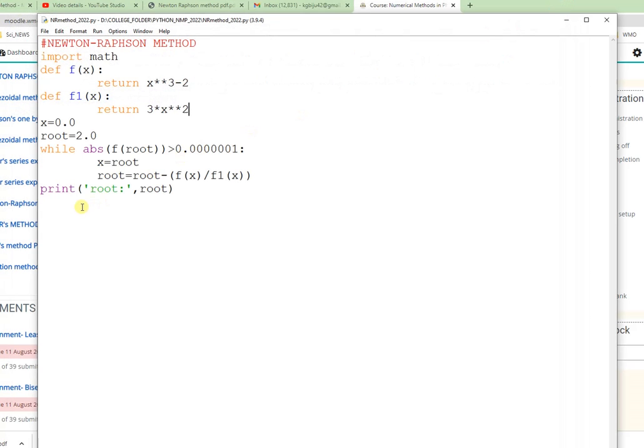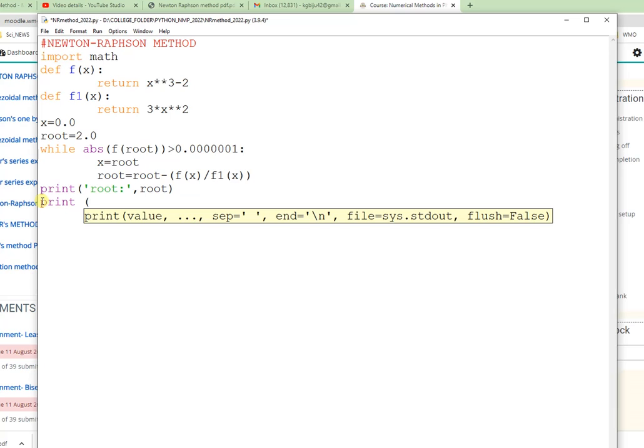You can check the value of the function at the root. You can find the value of f of root here. Let's print f of x.